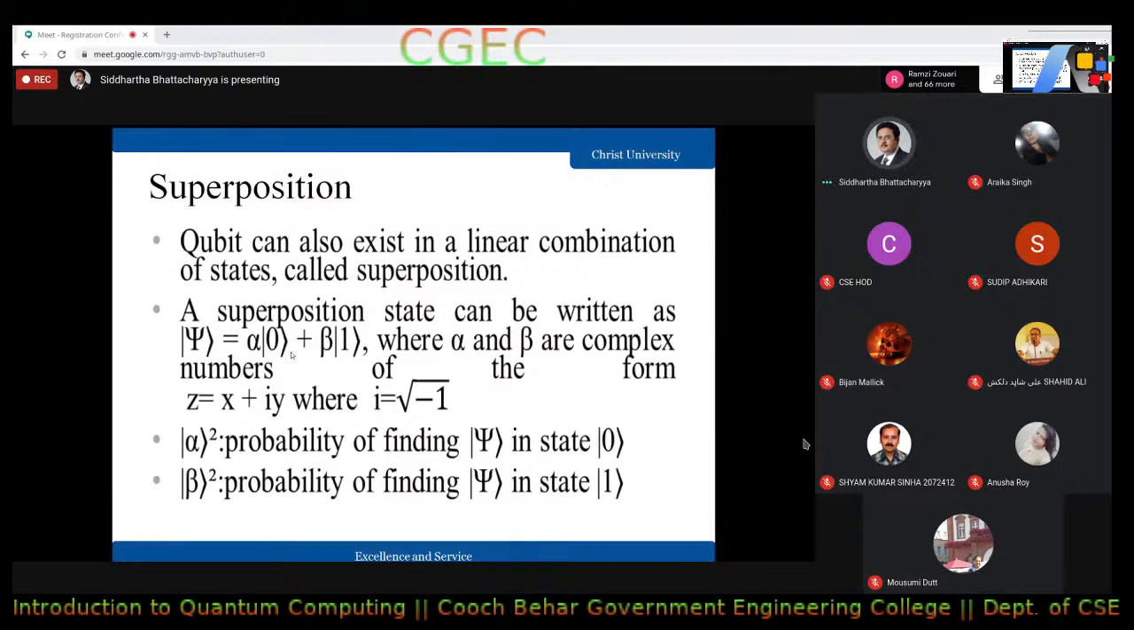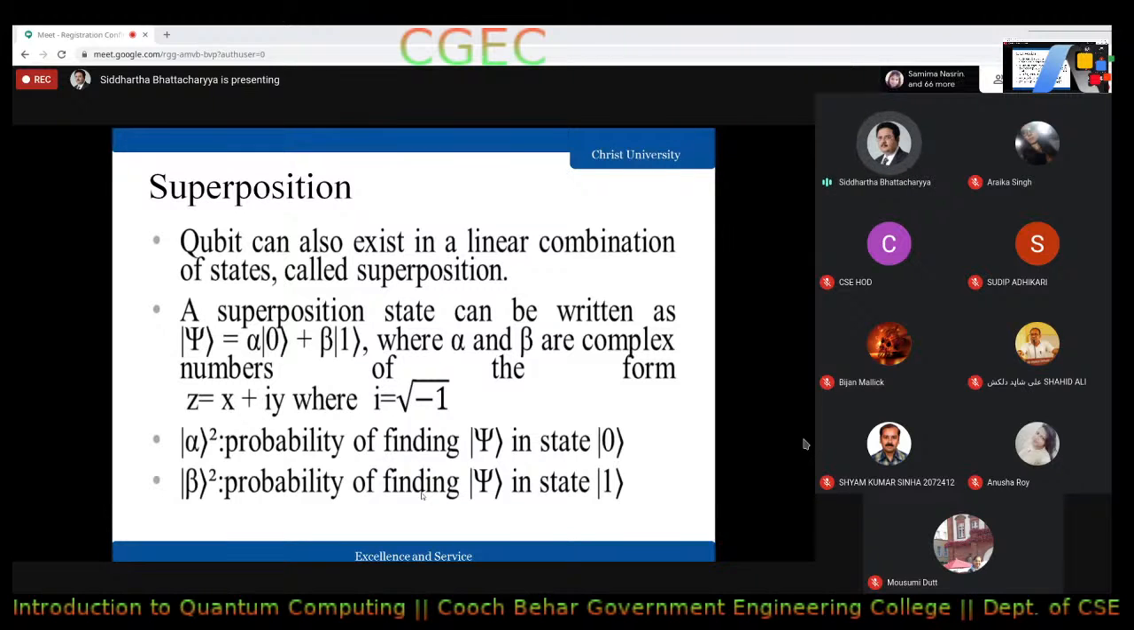As I told you, this entire thing can be expressed as a wave function, so a qubit can be expressed as a wave function. The wave function psi can be thought of as a linear combination of 0 and 1, with 0 being present with a probability amplitude of alpha, and 1 being present with a probability amplitude of beta. These alpha and beta are complex numbers. So alpha squared is the probability of finding psi in state 0, and beta squared is the probability of finding psi in state 1.